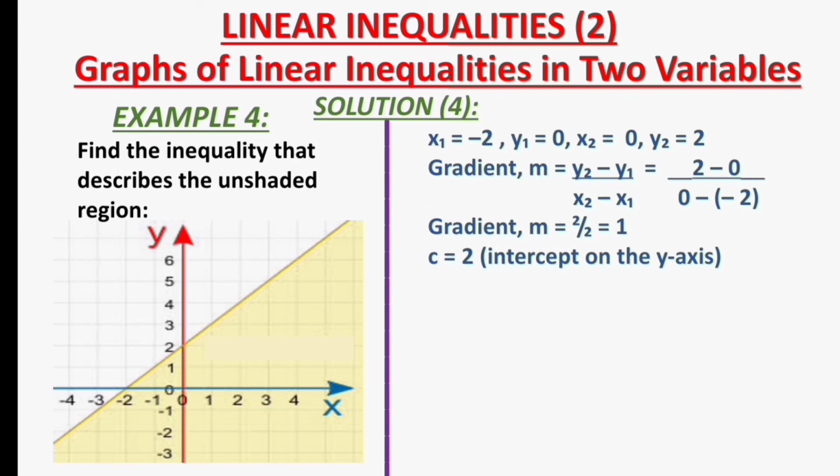Substituting the values x1 is equal to minus 2, y1 is 0, and x2 is equal to 0, y2 is 2 into the formula for the gradient, y2 minus y1 divided by x2 minus x1, we are going to have the gradient m as 1. Also, from the graph, since the straight line crosses the y-intercept at the point 2, the value for c, representing the intercept on the y-axis, is 2. Next, when we substitute the values m is equal to 1 and c is equal to 2 into our formula for the equation of a straight line, what will be the equation of the straight line in the linear graph in example 4? Let's see if you are right.